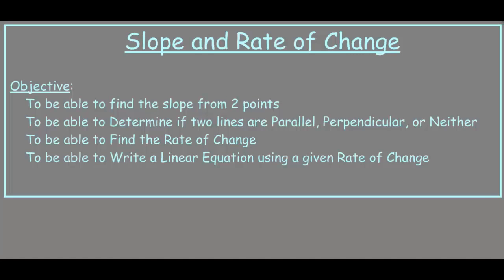So hopefully you feel a little bit better about slope and rate of change. And you're able to find the slope from 2 points, determine if 2 lines are parallel, perpendicular, neither, find the rate of change, and to be able to write a linear equation using a given rate of change.